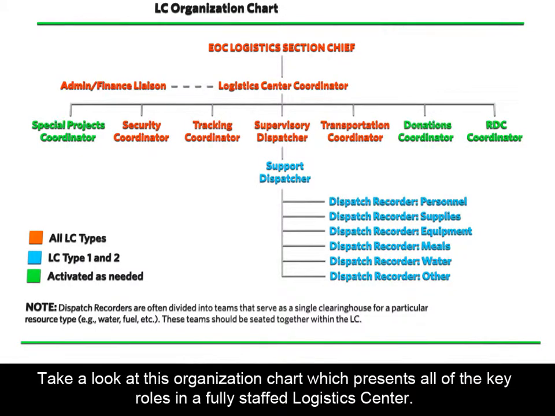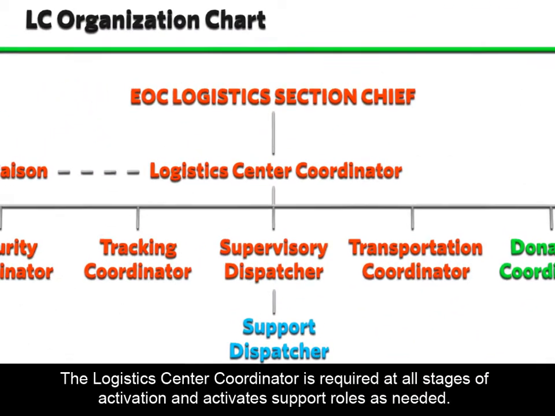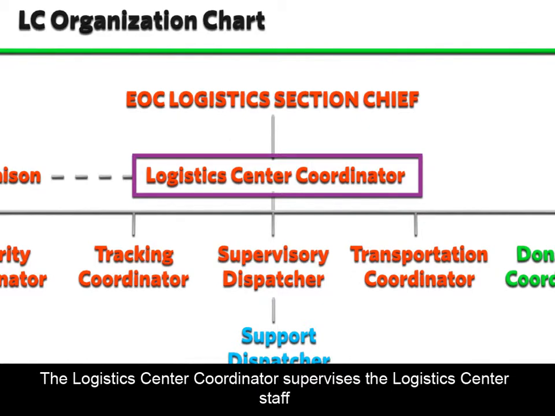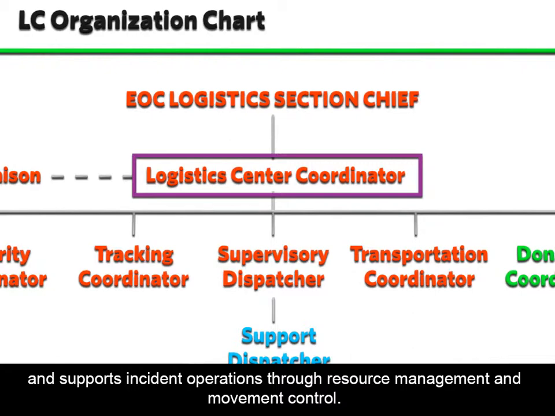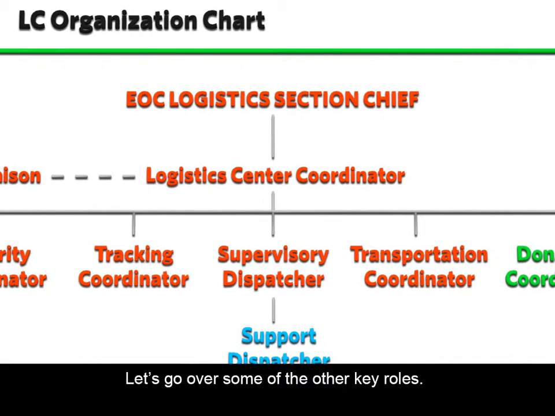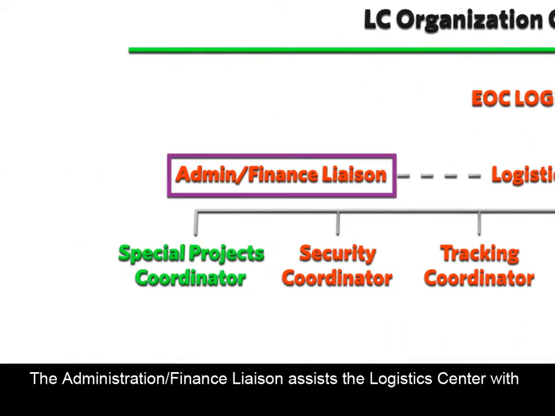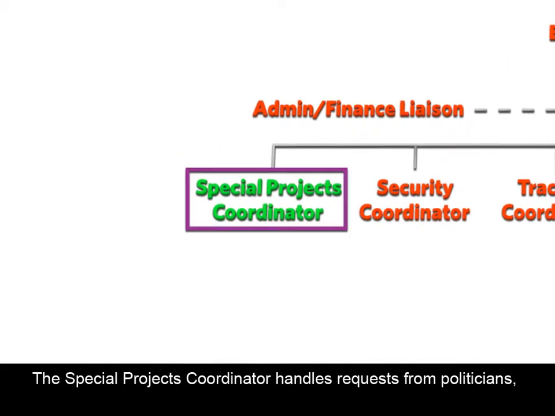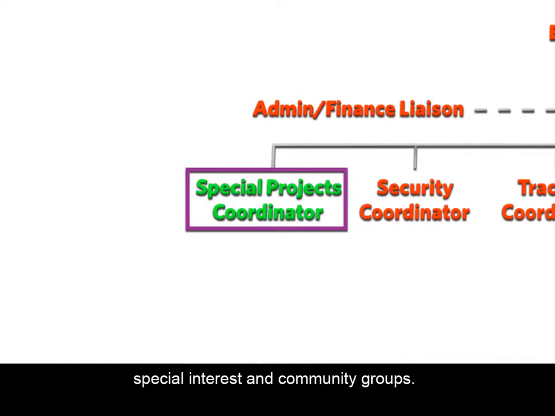Take a look at this organization chart, which presents all of the key roles in a fully staffed logistics center. The Logistics Center Coordinator is required at all stages of activation and activates support roles as needed. The Logistics Center Coordinator supervises the logistics center staff and supports incident operations through resource management and movement control. Let's go over some of the other key roles. The Administration Finance Liaison assists the Logistics Center with procuring requested resources that must be purchased and/or contracted. The Special Projects Coordinator handles requests from politicians, special interest, and community groups.